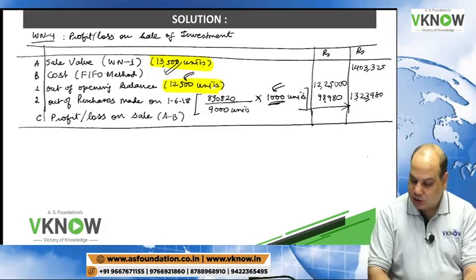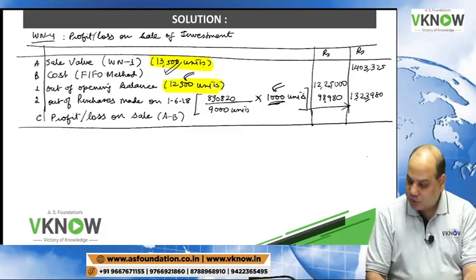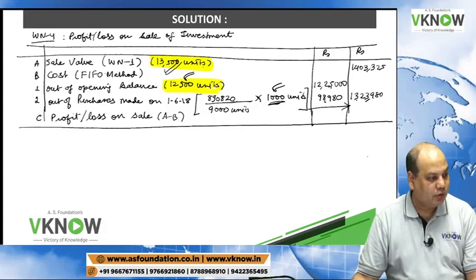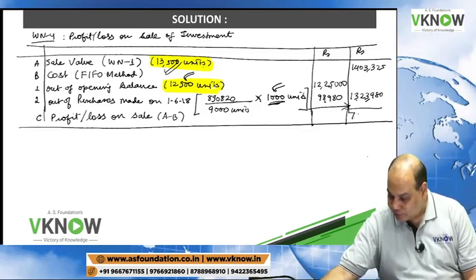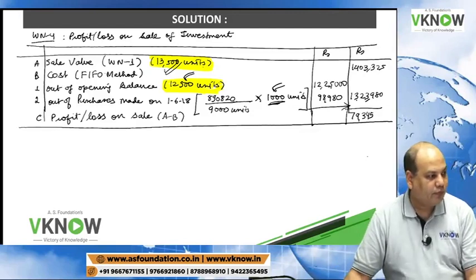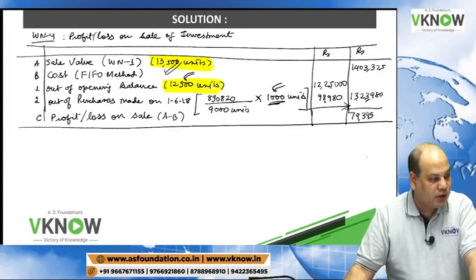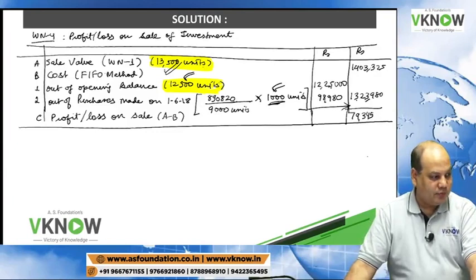14 lakh 3,325 minus 1323980. So the net profit is 79345. Net profit is 79345. Kartikeya, Dhruv, Tanya, Aniket, Lucky, you are right.